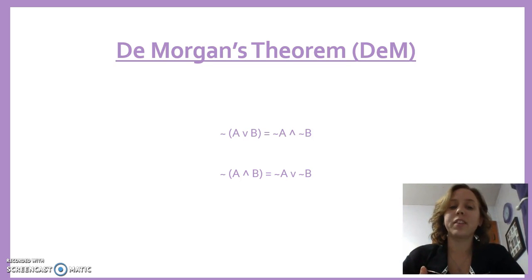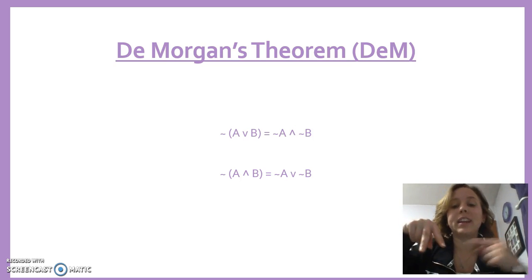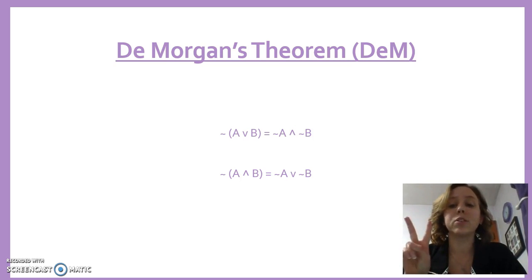The opposite for the other one: if we're negating A and B, the negation goes to the A, and the negation goes to the B, and it also goes to the and. So if we have and and we negate it, that means it gets switched to or. So it becomes negation of A or negation of B.